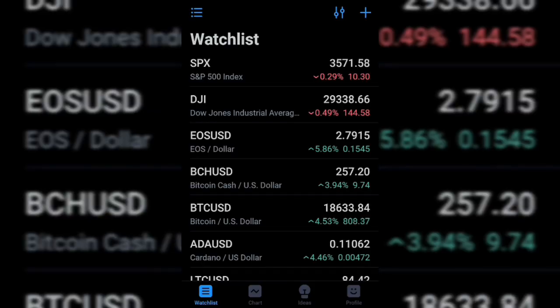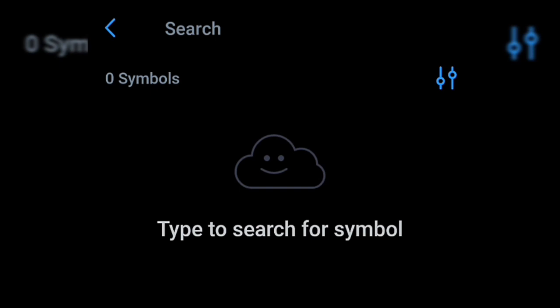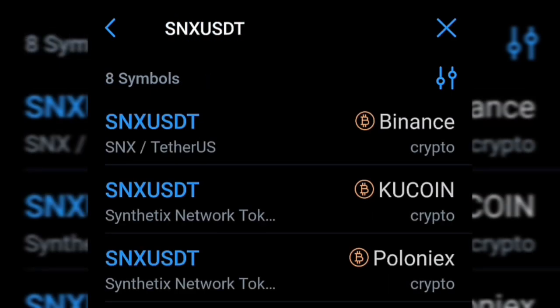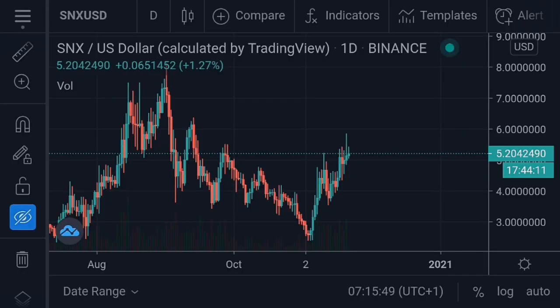Click on this plus sign at this top corner right here and search for SNX USDT. So you would have to click on Binance here. This is the exchange you'll be trading from, so you have to click on Binance SNX USDT. This is the Synthetix price chart.